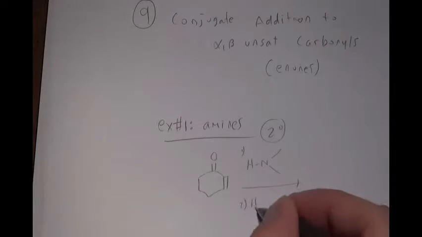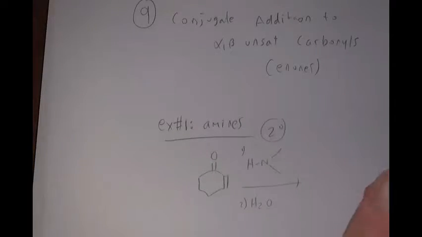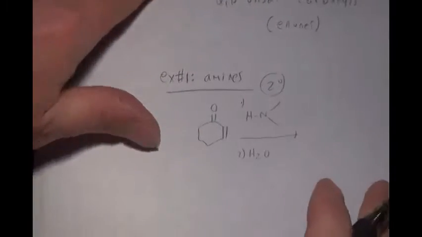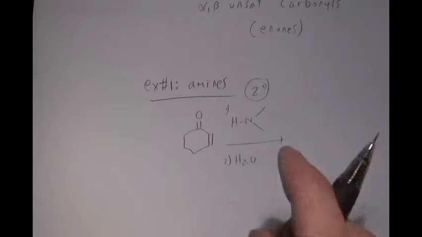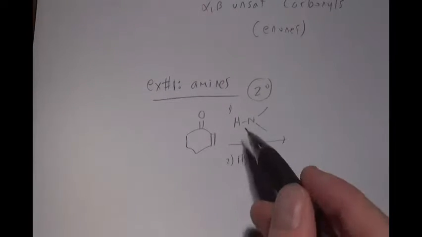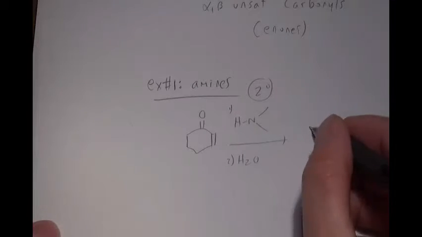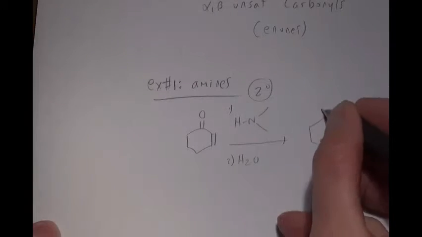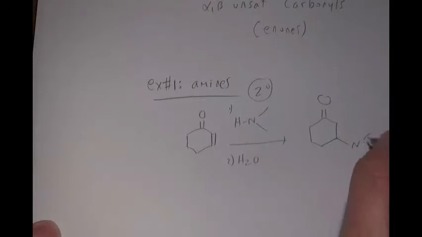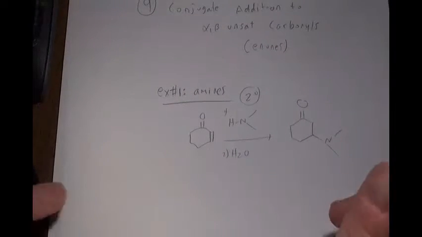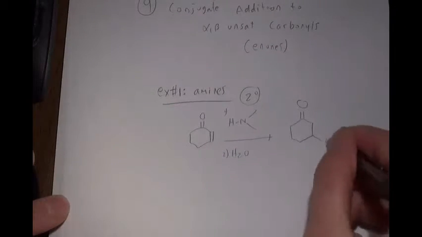For each of these, there's always an H2O step also. So the amine is going to attack the beta position, and then water. You need the second step to finish the mechanism. So the end product will be the ketone. It'll be like that.